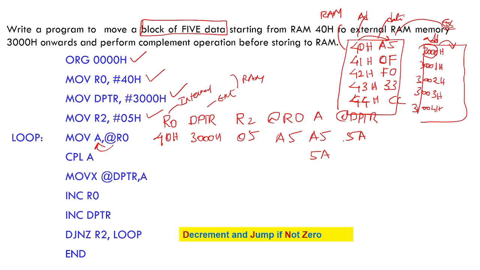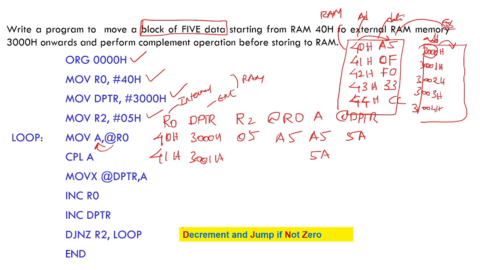See, you can see it is a complement of this number. So in this way we need to transfer 5 blocks of data. Okay, now let me go for the next instruction, increment R0. If I increment R0, what will you have? You have 41H. Then you want to increment the DPTR also, so 0001H.